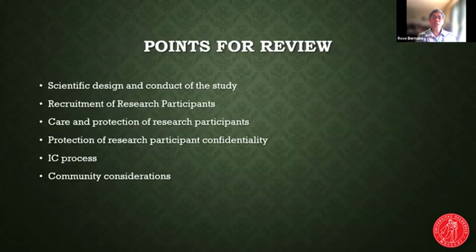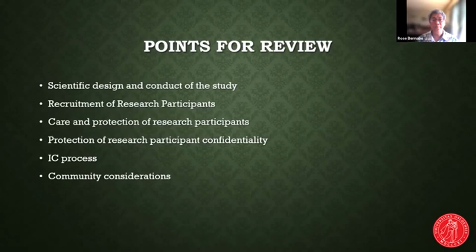So, points for review. According to the WHO, according to this document, there are at least 6 points for review. We will look at each point and see what it means in terms of the actualization of the task of research ethics committees, right? But let's just go through them very quickly. So the 6 points are the following: scientific design and conduct of the study, recruitment of research participants, care and protection of research participants, protection of research participant confidentiality, informed consent process, and community considerations.